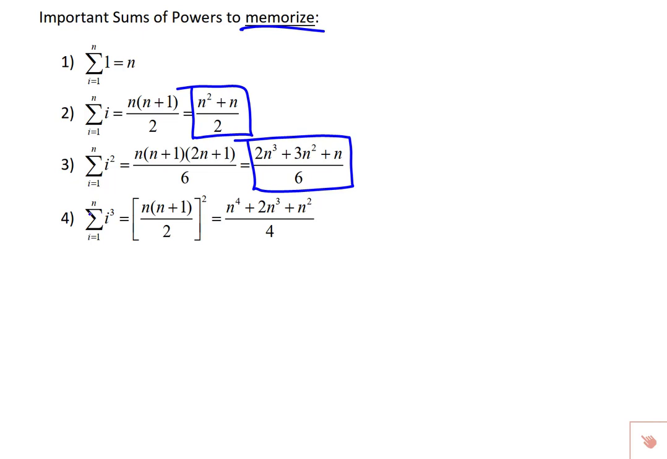And fourthly, the sum from i equals 1 to n of i cubed is going to be the quantity here in brackets n times n plus 1 over 2, which should be a little familiar. That's the i sum we just talked about a couple times ago here. But now it's that quantity squared. And again, the secondary expanded form of it would be n to the fourth plus 2n cubed plus n squared all over 4.